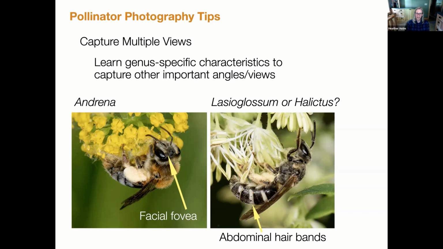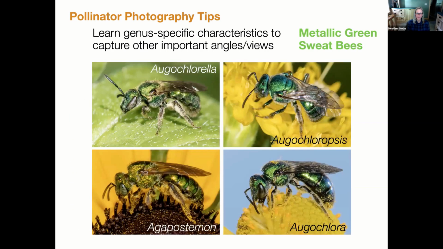Similarly, the age-old question whether it's small sweat bee Lasioglossum or sweat bee in the genus Halictus, getting a very good image of the abdominal hair bands could help somebody narrow that down to genus. And then what about the really confusing metallic green sweat bees? What do you photograph to help narrow down any of these to genus?